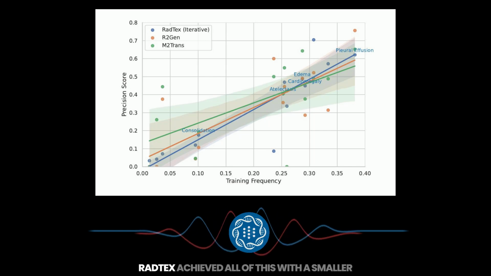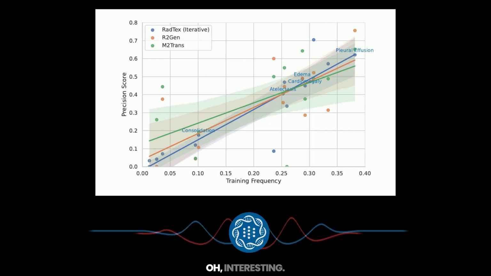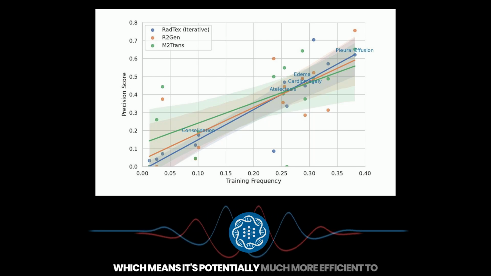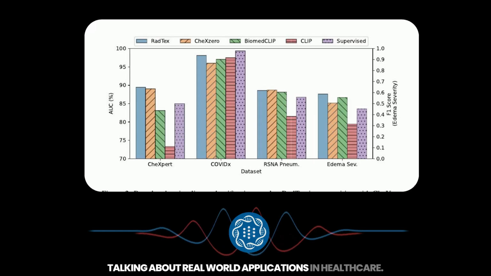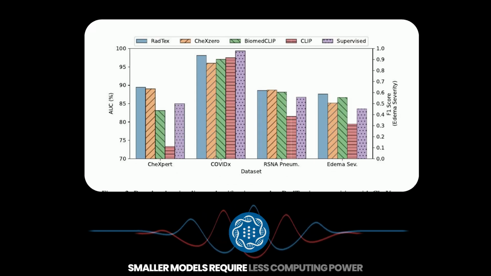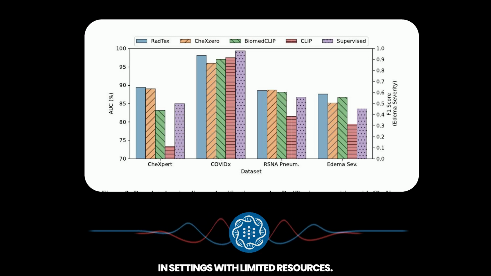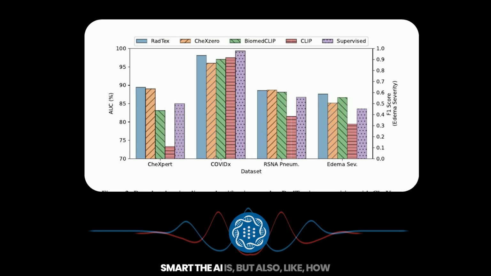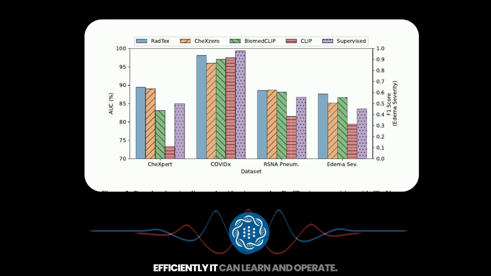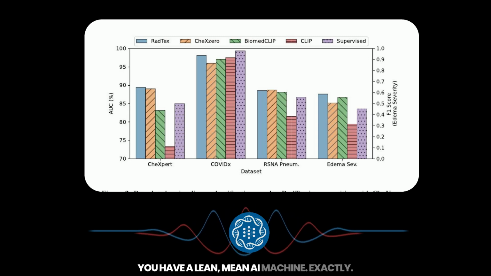Here's another impressive finding. RadTex achieved all of this with a smaller model size than some of its competitors, which means it's potentially much more efficient to run, which is a big deal when you're talking about real-world applications in healthcare. Smaller models require less computing power and can be deployed more easily in settings with limited resources. So it's not just about how smart the AI is, but also how efficiently it can learn and operate. Who needs a bulky supercomputer when you have a lean, mean AI machine?